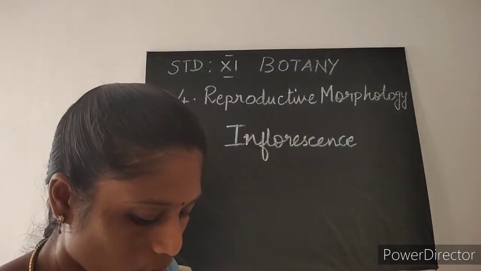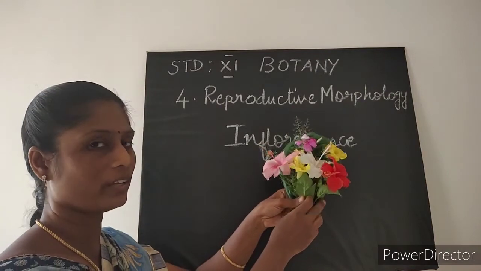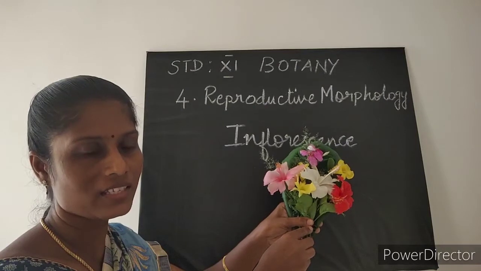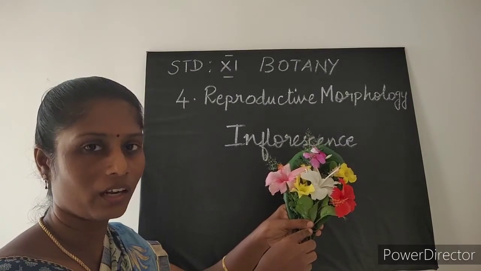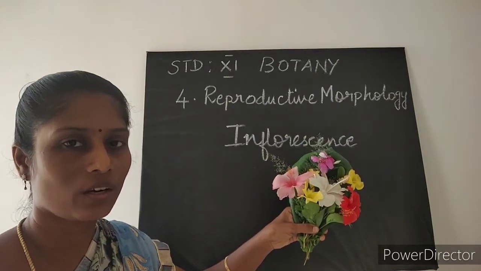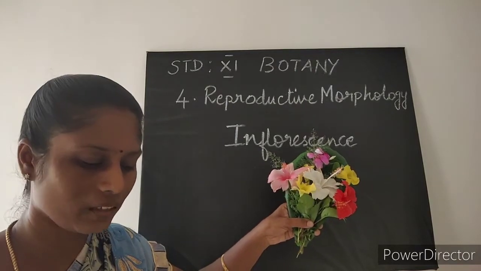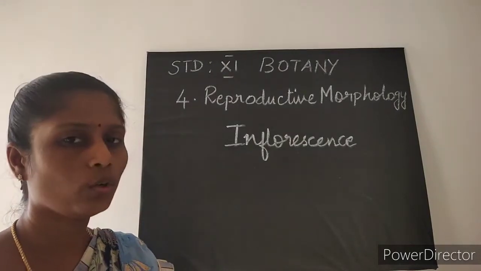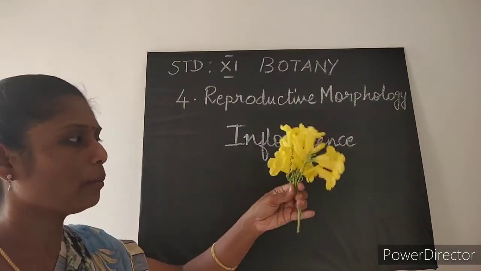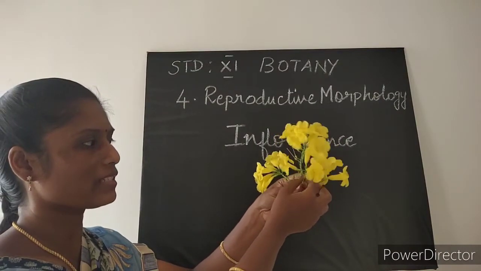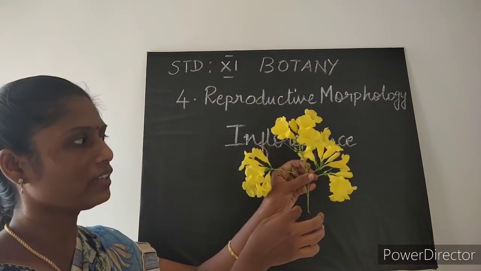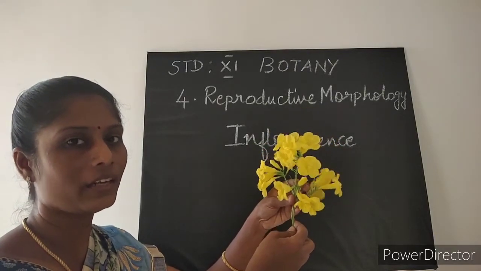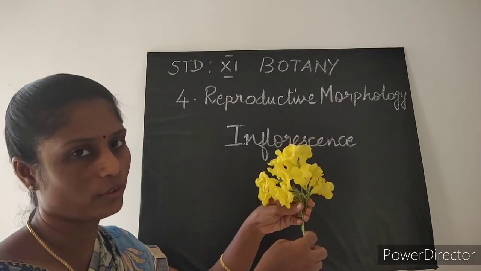Children, have you seen a bouquet being used during a function? What is a bouquet? A bouquet is a group of flowers arranged together according to our preference. Then what is an inflorescence? An inflorescence is a group of flowers arranged on a branched or unbranched axis in a definite pattern. That is called an inflorescence.